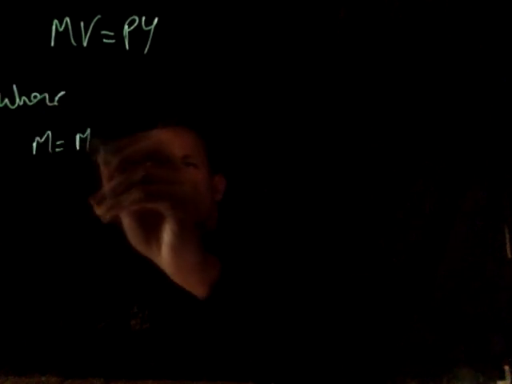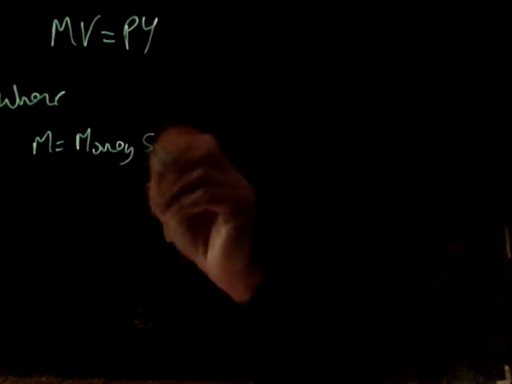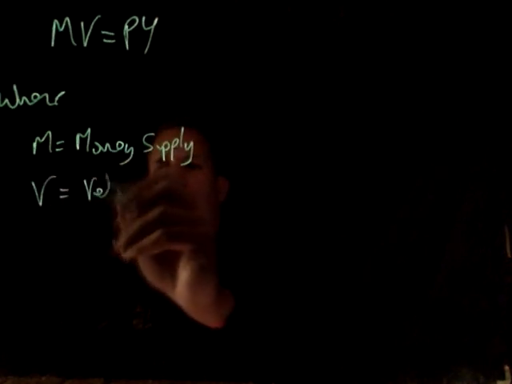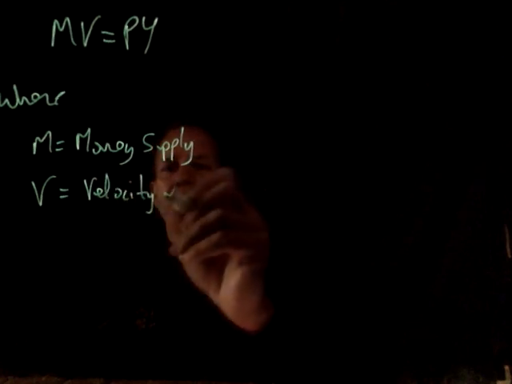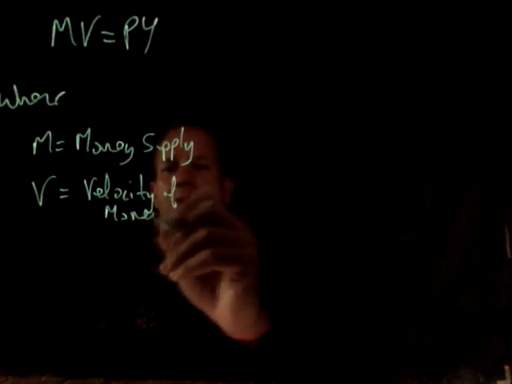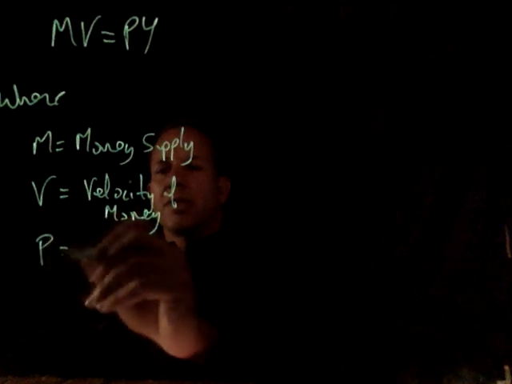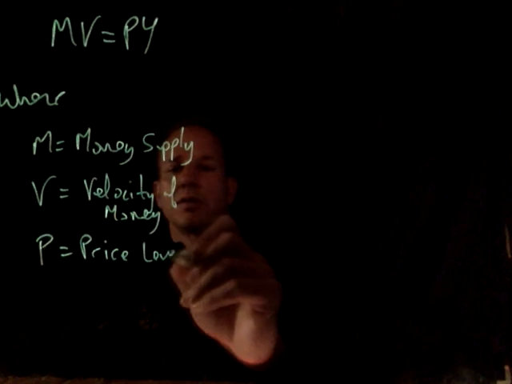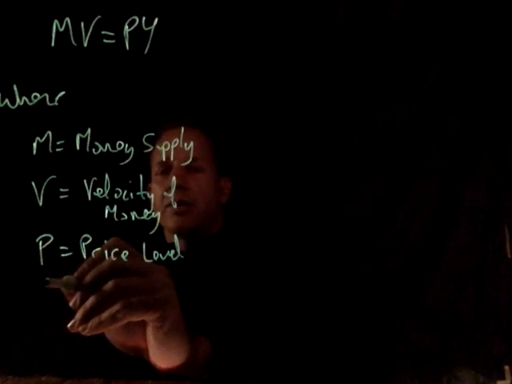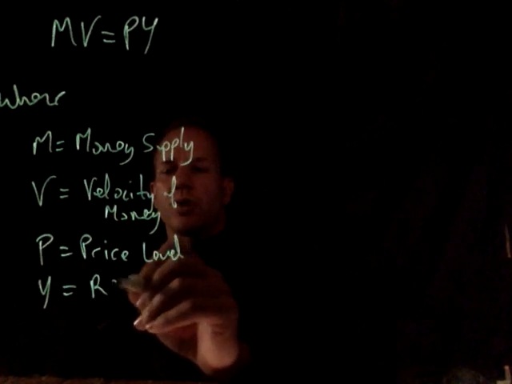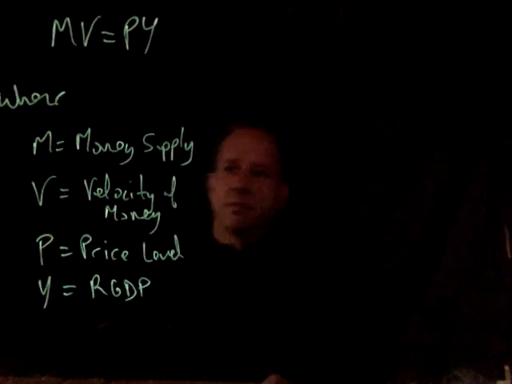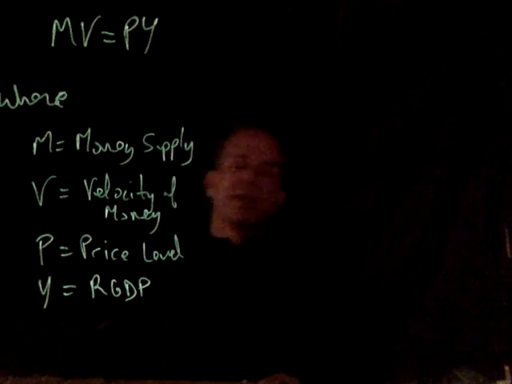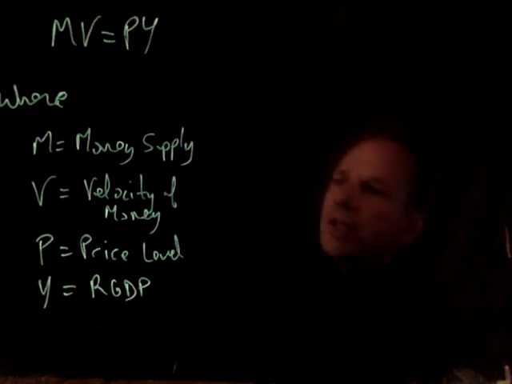M equals the money supply. V is equal to the velocity of money, which I'll define, don't worry. P is equal to the price level. And Y is equal to RGDP. Okay, this says where. Proceed as if it says where. Now it does. Okay, let me define what these are.